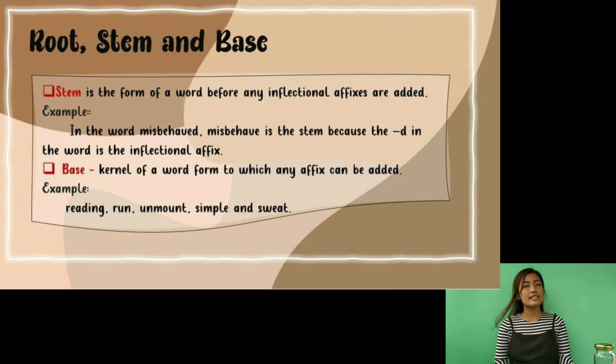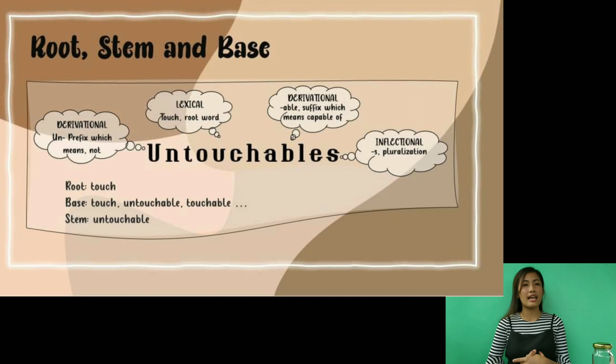So if I say singers, the stem is singer because it is the word before adding an inflection, which is the s that signals pluralization. Next we have the base. The base is the kernel of a word form to which any affix can be added. Examples are reading, run, and mount, simple, and swift. To put it simply, base is a word form wherein you can add an affix. So as long as you can add an affix to that word, it becomes the base.